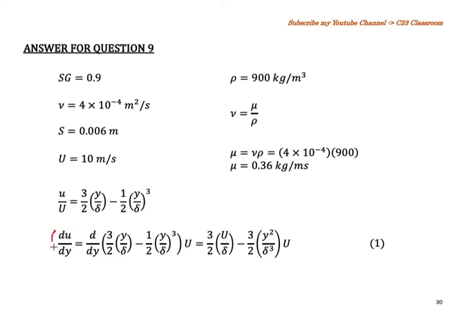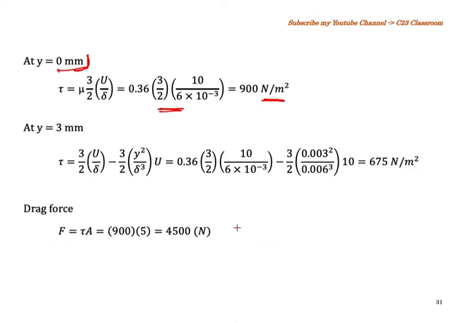And then we write the value of du dy when y is equal to 0. So we substitute the value of y here at this place. So the total value here is equal to 0. That's why the calculation is only based on 3 over 2 U over delta. So that's why we use this one. And then we substitute all the values, we get 900 Newton per meter square. And then we substitute the value of y equal to 3 mm. Please make sure that you write in SI unit, which is 0.003 meter, and then we get 675 Newton per meter square.